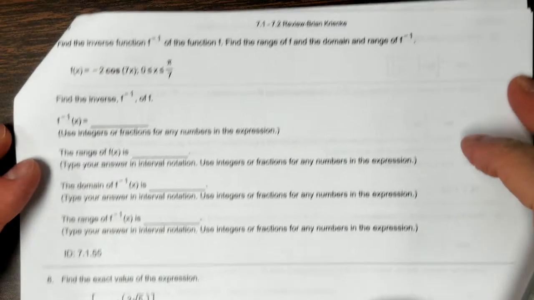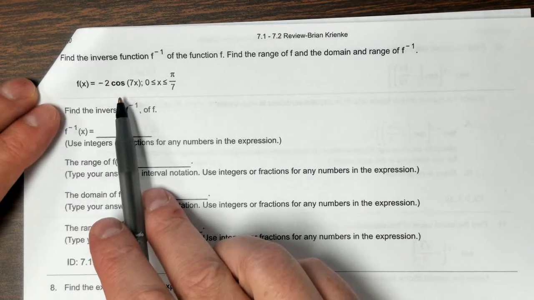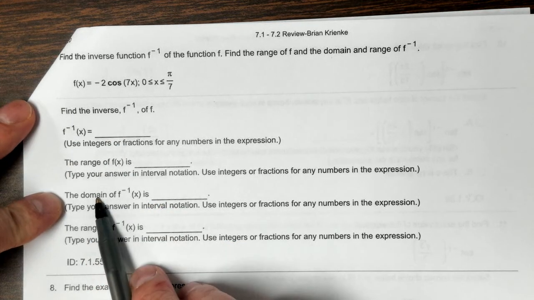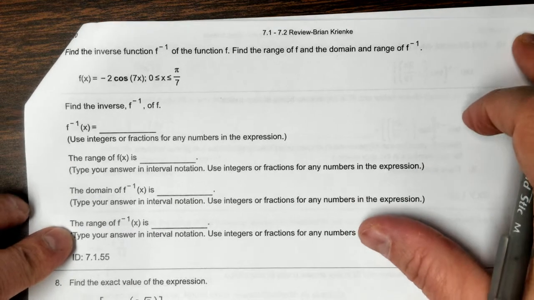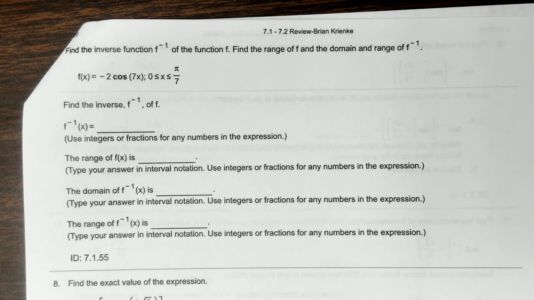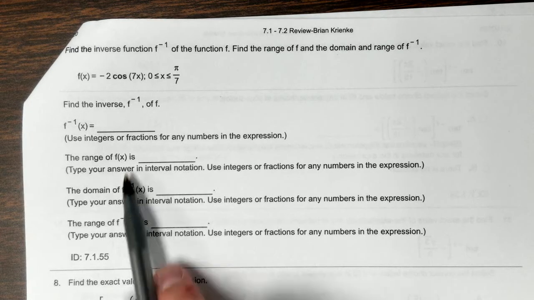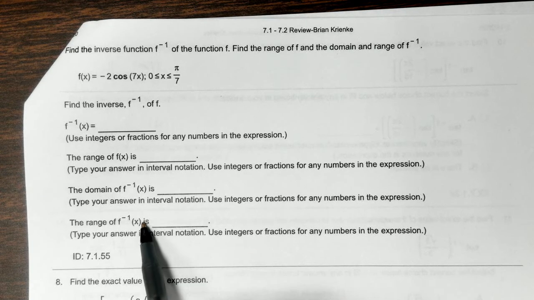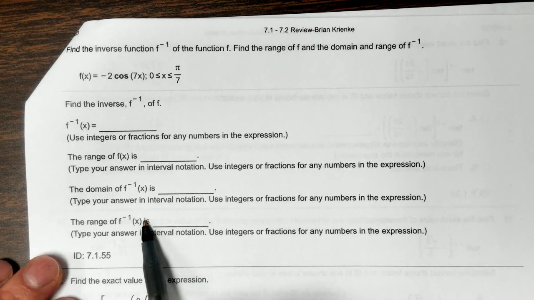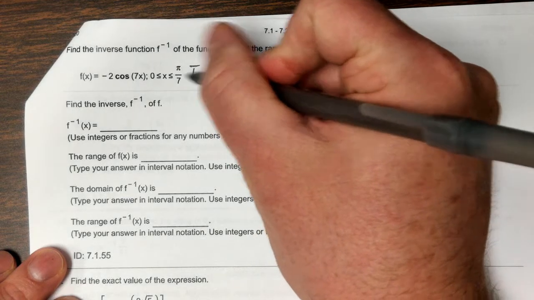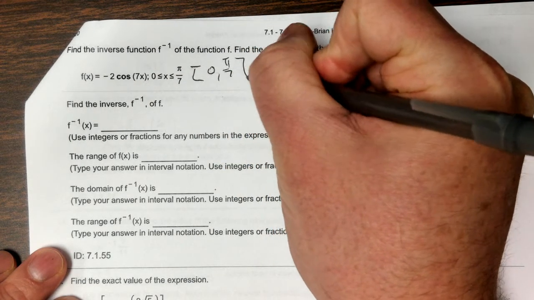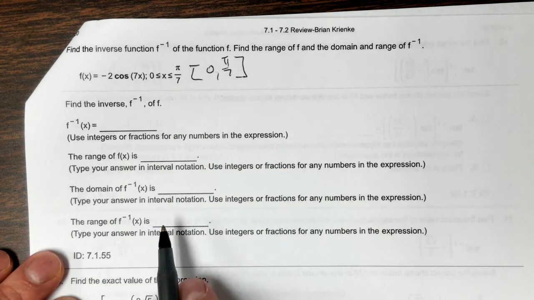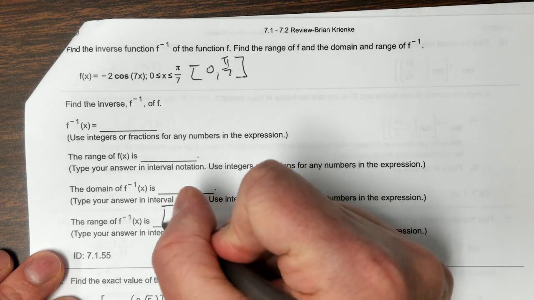Okay. On number 7, this is one where you're trying to find the inverse and get your range of the original, your domain of the inverse, and your range of the inverse. I know some people on the worksheet kind of did the wrong thing here. They put infinity. So I'm going to show you how we can just get it real simple. This is equivalent to 0, pi sevenths. And that's your domain of the original. The domain of the original is the same as the range of the inverse.